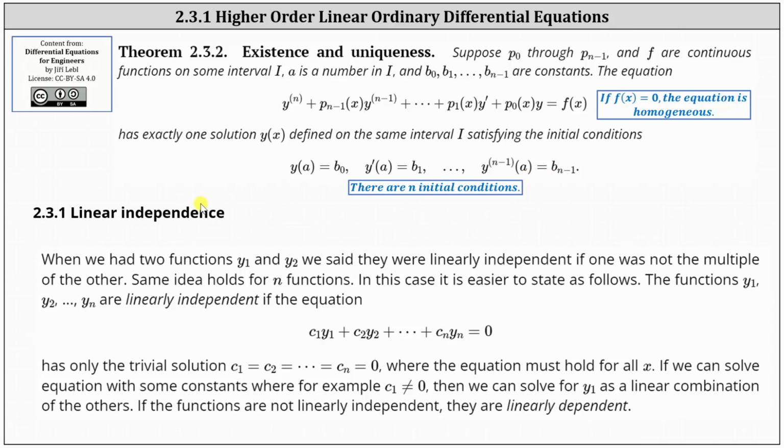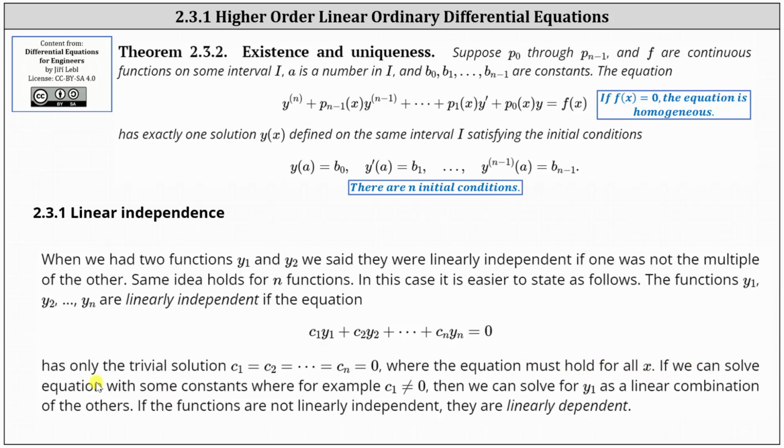And now let's talk about linear independence. When we had two functions y1 and y2, we said they were linearly independent if one was not the multiple of the other. The same idea holds for n functions. In this case, it's easier to state as follows. The functions y sub 1, y sub 2 through y sub n are linearly independent if the equation c sub 1 times y sub 1 plus c sub 2 times y sub 2 all the way down to plus c sub n times y sub n equals 0 has only the trivial solution where c sub 1 through c sub n all equal 0, where the function holds true for all x.